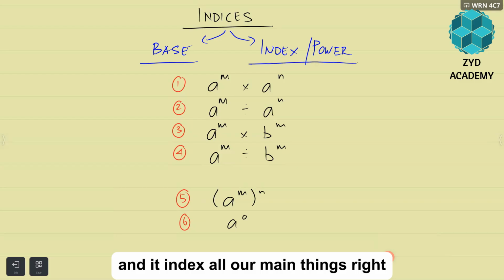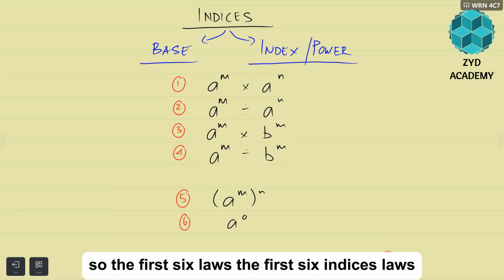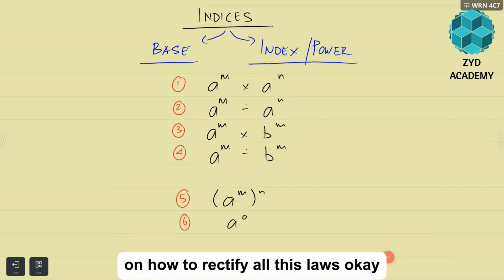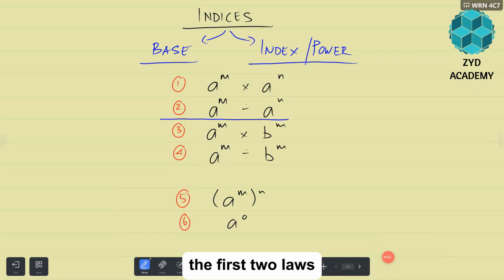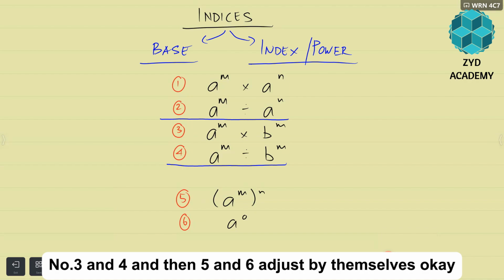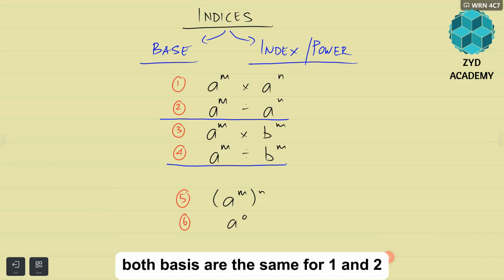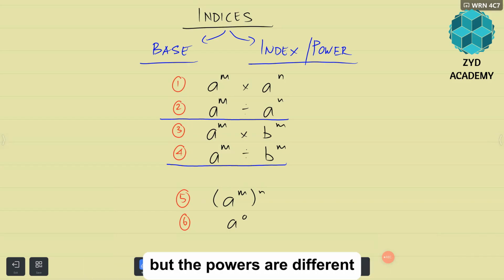Main things, right? So the first six indices laws are what you see on the screen here, and I will go through with you on how to rectify all these laws. But first, let's look at it in this manner. The first two laws, number 3 and 4, and then 5 and 6 are just by themselves. So for law number 1 and 2, both bases are the same, but the powers are different.